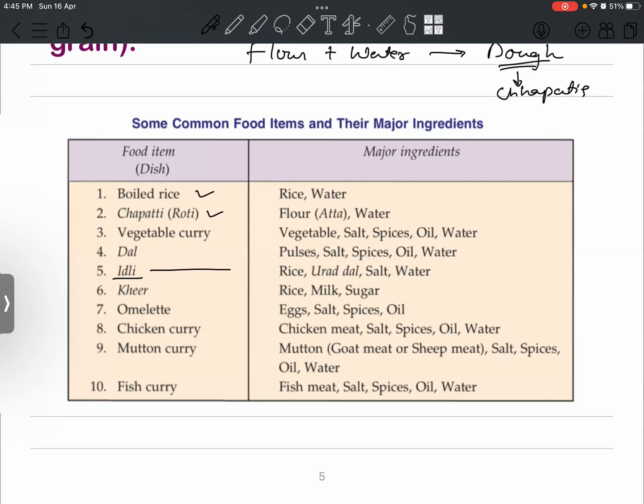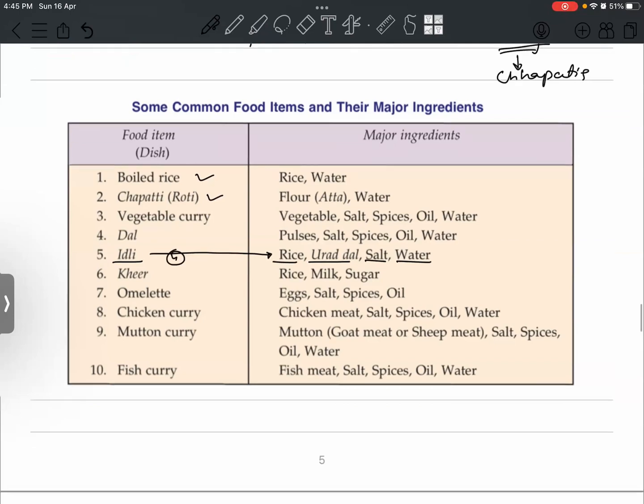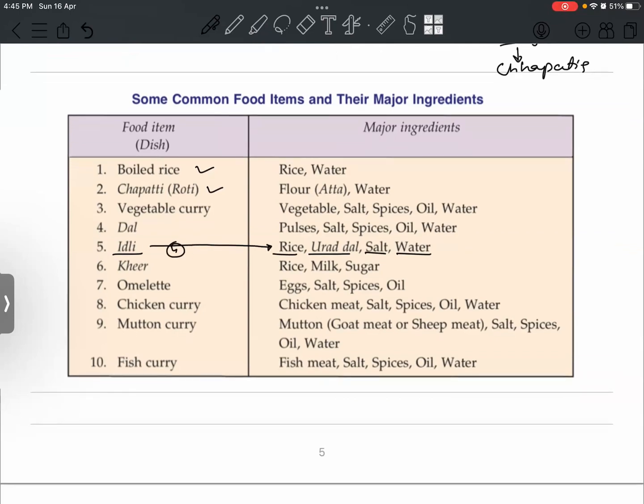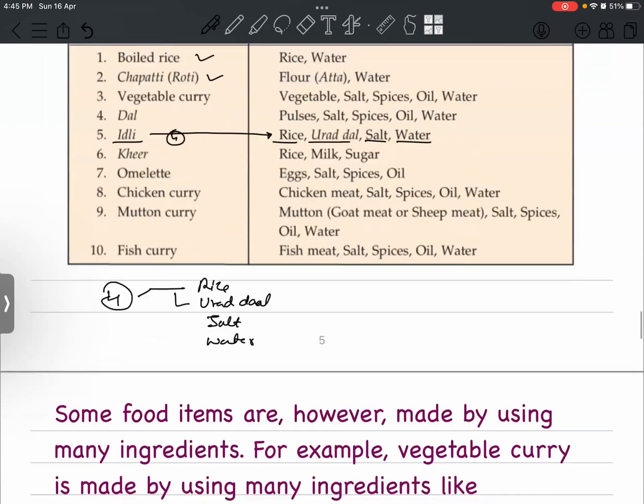Here you can see rice, urad dal, salt and water. Four. If I ask what are the ingredients used in making idli, you will say that to make idli we need four ingredients: rice, urad dal, salt, and water. So basically, the food items which we consume are made up of several ingredients. It could be two or more than two.